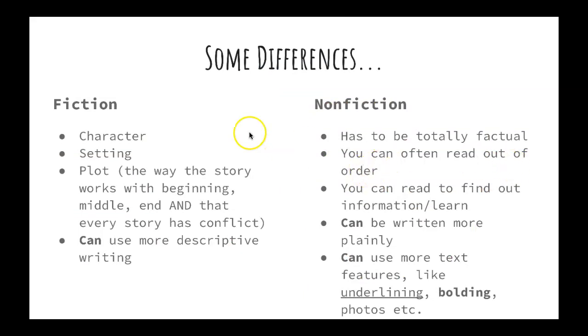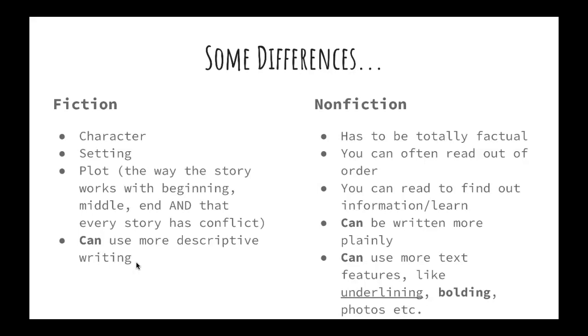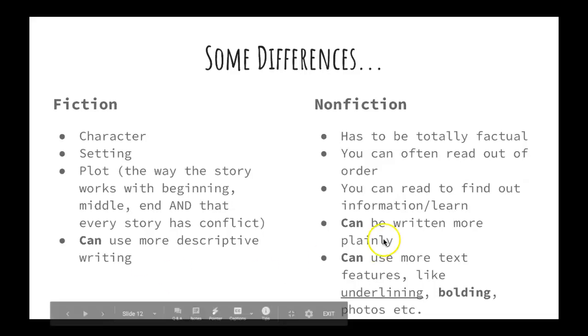With fiction, you always have character. You always have setting, like a strong sense of place, and you always have plot. This is the way the story works with the beginning, middle, and end, and that every story has conflict, or like a problem and solution. Usually fiction uses more descriptive writing techniques, so they will use figurative language, like she could soar like an eagle, and they'll use sensory details. They'll use a little more descriptive writing usually, but nonfiction also can do that.